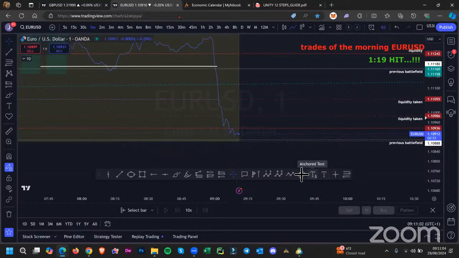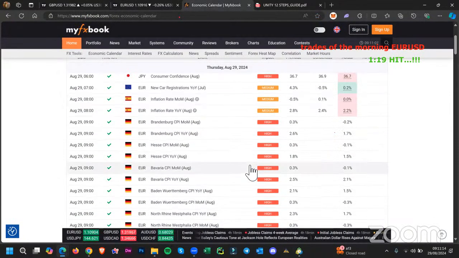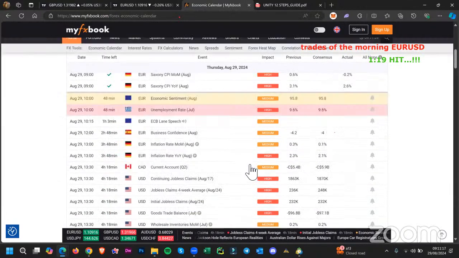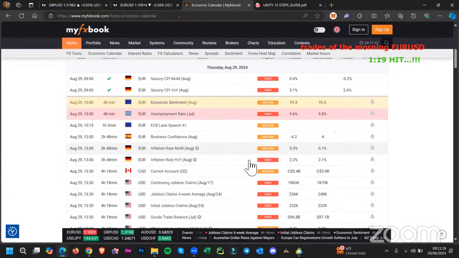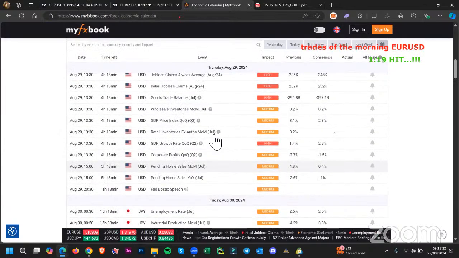Some markets move up and down. They rarely just do this. Brrr. This is an anomaly. This anomaly is because of all of this red folder news. And there's more red folder news coming out today. Yeah, more red folder Euro news, more red folder USD news, more.